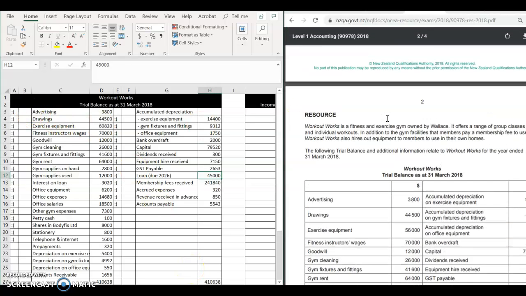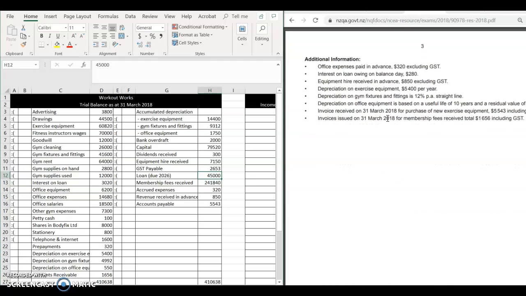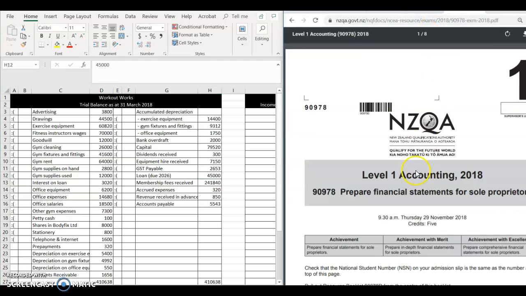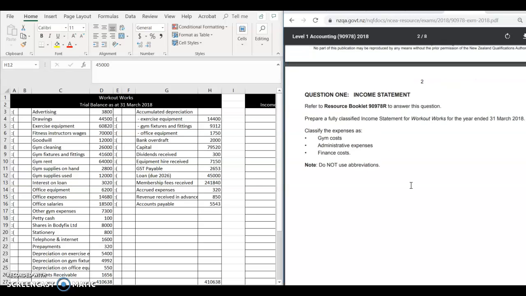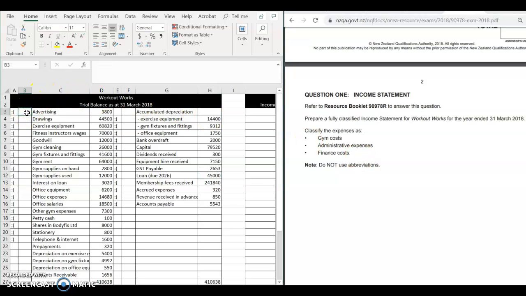Right, now we get to classify. This one's actually an easy one because we don't have cost of goods sold. So in the question on the exam paper, it tells us to classify the expenses as gym cost, admin expenses, and finance cost. So start up the top and we'll type GC, advertising gym cost. Note that it goes to a smiley face. Drawings, owner's equity, exercise equipment, PPE, fitness instructors' wages.